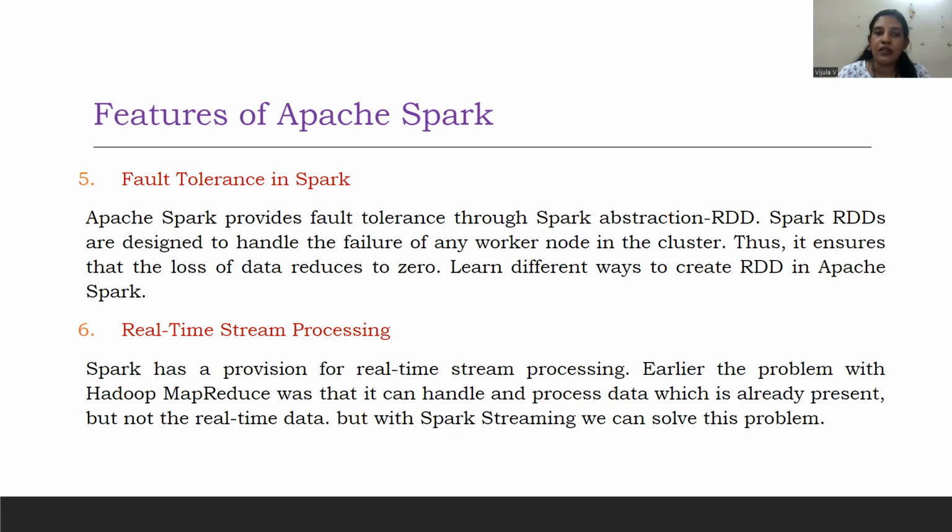And the sixth one is real-time stream processing. Spark has a provision for real-time stream processing. Earlier, the problem with Hadoop MapReduce was that it can handle and process data which is already present, but not real-time data. But with Spark Streaming, this problem can be solved.